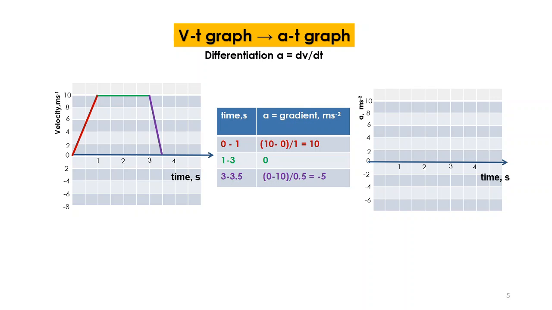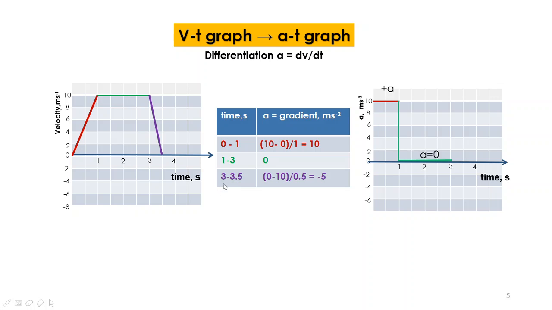The table is to help you get the accelerations. From time 0 to 1 second, the gradient is equal to 10 minus 0 divided by 1, equal to 10 meters per square second. We can draw the red line onto the AT graph. For the time 1 second to 3 seconds, because the velocity is equal to 10 meters per second, there is no change, so the gradient is equal to 0. Therefore, from 1 second to 3 seconds on the AT graph, we draw a straight line on the x-axis.